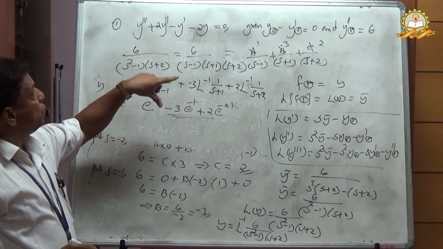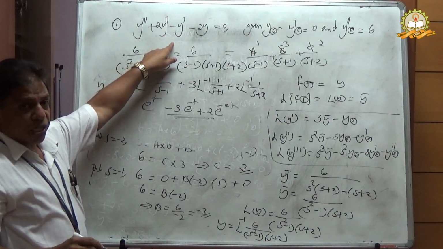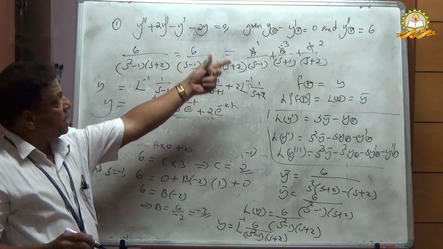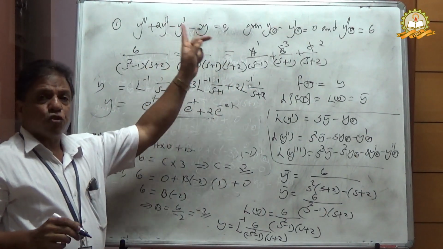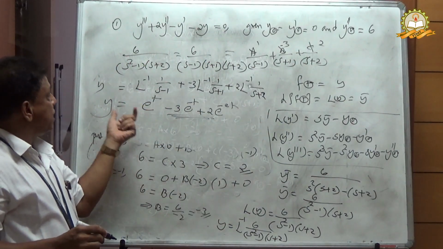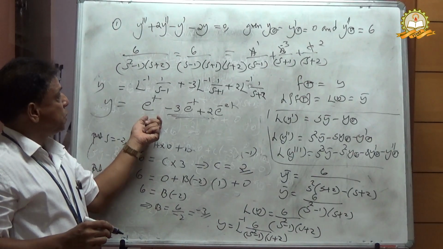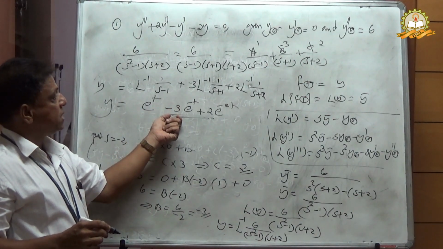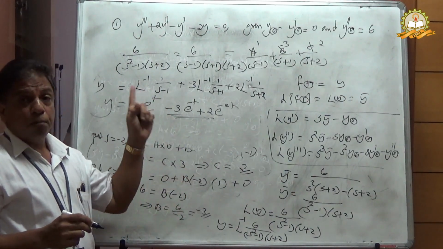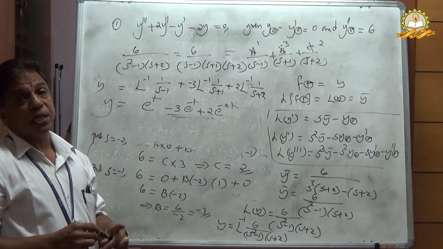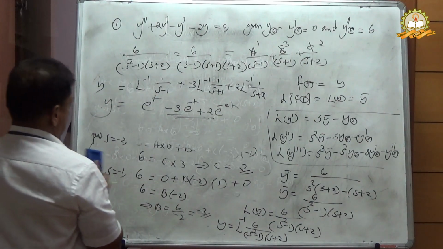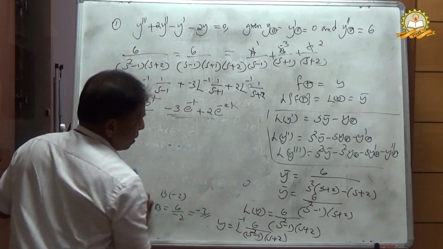Therefore, we solve the ordinary differential equation by using the Laplace transform technique. By applying the initial condition and taking Laplace transform on both sides, we solve the equation and finally we reach the point y is equal to e raised to t minus 3 into e raised to minus t plus 2 into e raised to minus 2t. This is one of the important applications of the Laplace transform. Here we do another problem. Okay, clear. We can do one more problem.